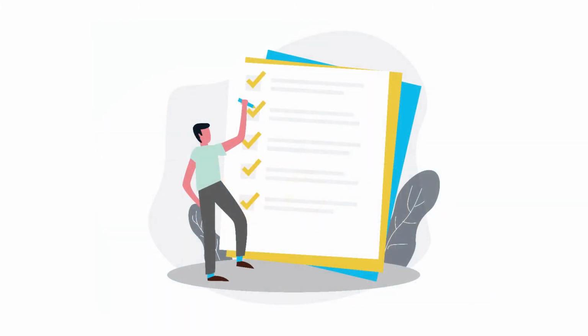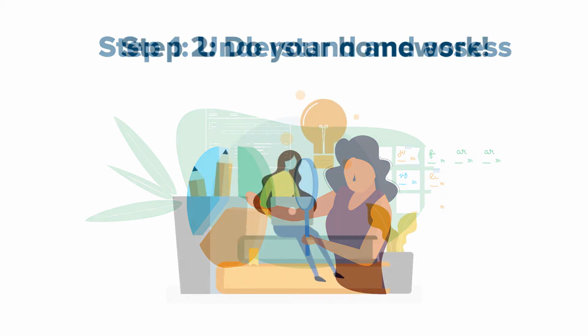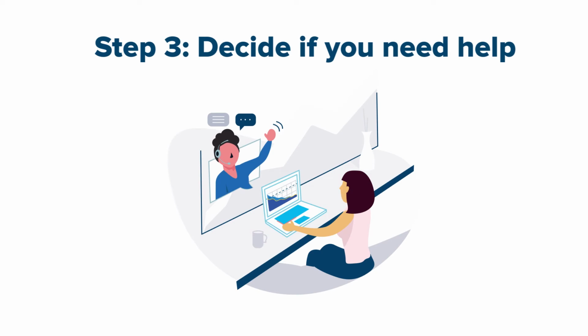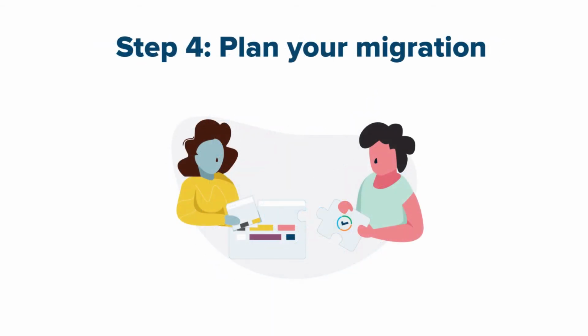Let's take a look at the big steps that we'll cover in these videos. Step 1. Understand and assess what your organization's Jira migration path is and how Tempo fits into it. Step 2. Do your homework about migration and the Tempo apps and data. Step 3. Decide if you need help. Tempo and its partners are here to help you in whatever way we can. Step 4. Plan your migration. Decide how and when you're going to migrate the Tempo apps and data.